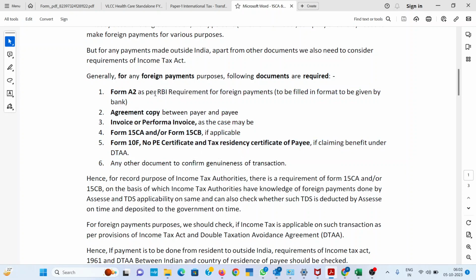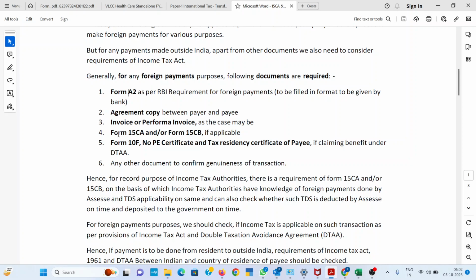Form A2, as per the RBI requirement of foreign payment, agreement copy, invoice or proforma invoice as the case may be, Form 15CA/CB, and for claiming the benefit of the double taxation avoidance agreement, Form 10F, no PE certificate and tax residency certificate, and any other document to confirm the genuineness of the transaction.